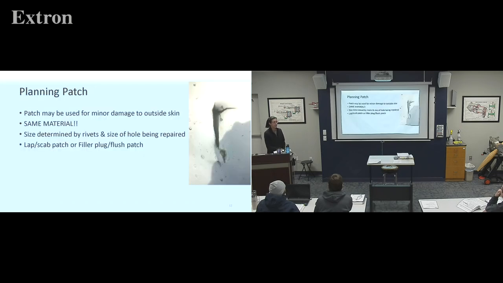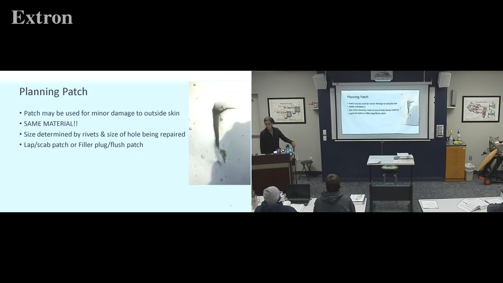So a patch may be used for minor damage to outside skin. Again, it must be the same material, and how big your patch is depends on the size of the hole you're going to repair, and also on the number of rivets required. So you can see when you go to the lab portion, and I'll have the figures up here. But it'll say if you have a 1-inch hole, then you need a whatever inch patch with a certain number of rivets. As your hole gets larger, you need more rivets. So it will tell you that.